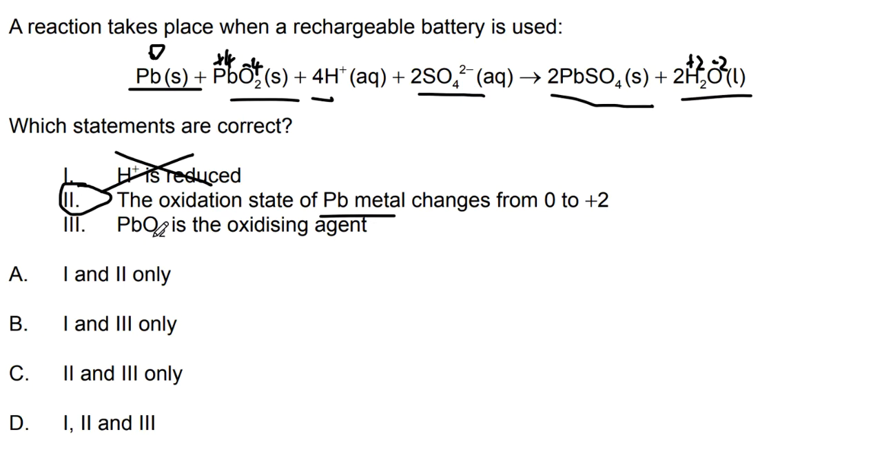Lead dioxide is the oxidizing agent. Well, this one's a bit tricky, but I noticed that for each of these options, there are at least 2 that are correct. So, because the first option is incorrect, we can eliminate all of these options, and C would be our only answer. Lead dioxide is going to be the oxidizing agent because we have lead that's +4, that's reduced to +2. So, because this substance is reduced, we can determine that this is the oxidizing agent, because the oxidizing agent is the species that's reduced and the reducing agent is the species that's oxidized. So C is our correct answer.